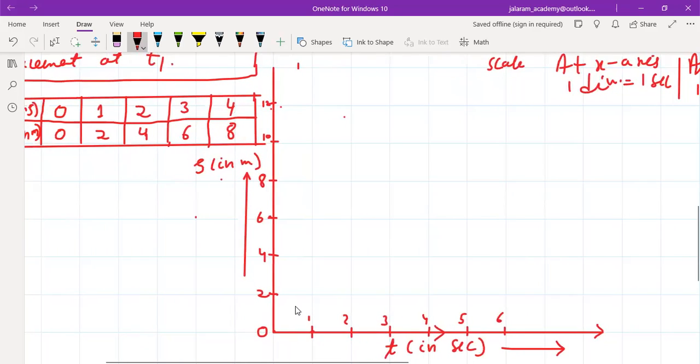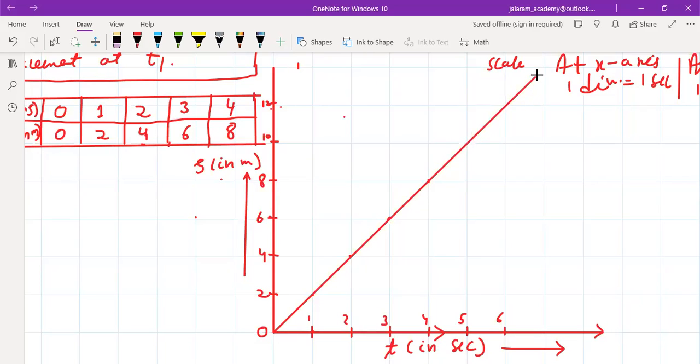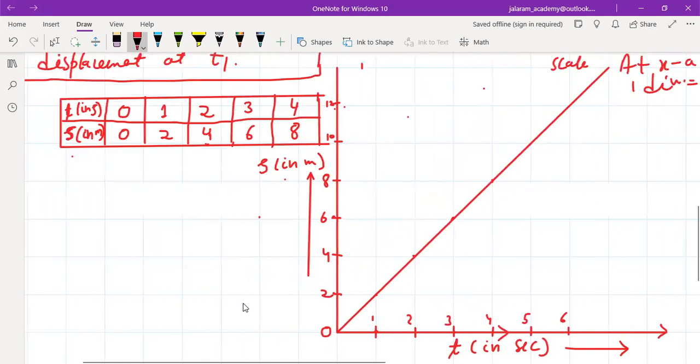Now mark all these points. When time is 1 second, displacement is 2. When time is 2 seconds, displacement is 4. When time is 3 seconds, displacement is 6. When time is 4 seconds, displacement is 8. Only this much is given in our question, but we can draw this graph for a longer length.